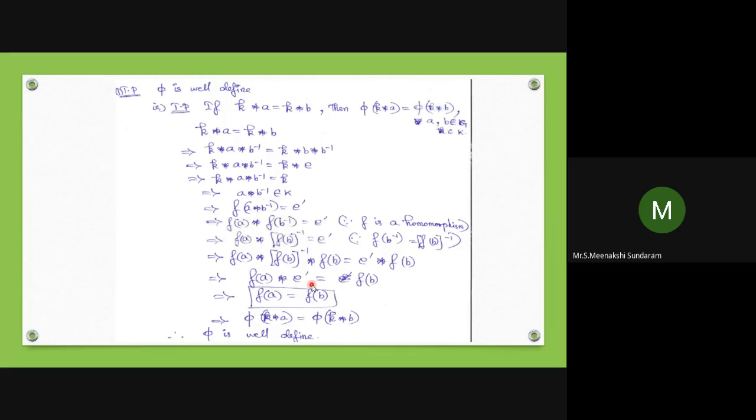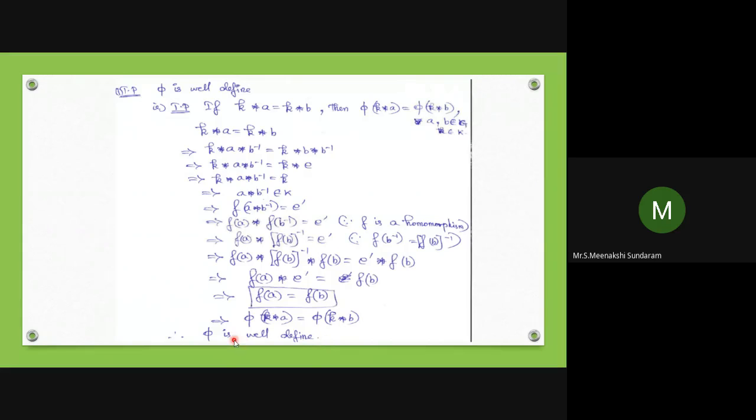a star e dash equal to f of b. அப்போ f of a equal to f of b. That is our conclusion. So k star a equal to domainல ரெண்டு எலிமெண்ட் சேம் சொன்னா கோடொமைன்ல அதோட இமேஜ் சேம் சொல்லிட்டோம், அப்படின்னா it is well defined சொல்லிடுங்க.